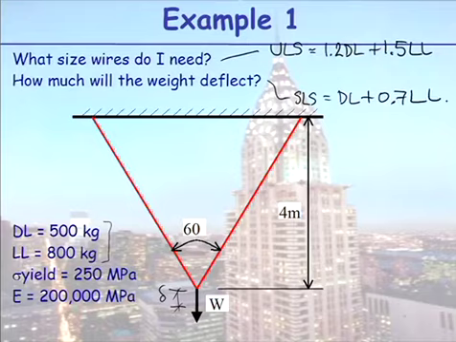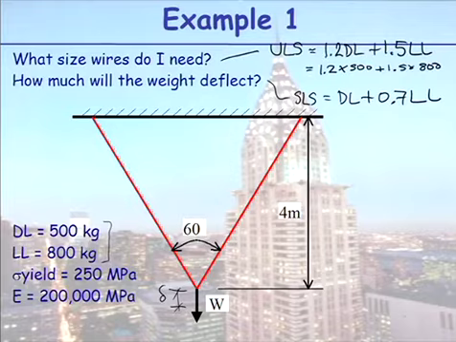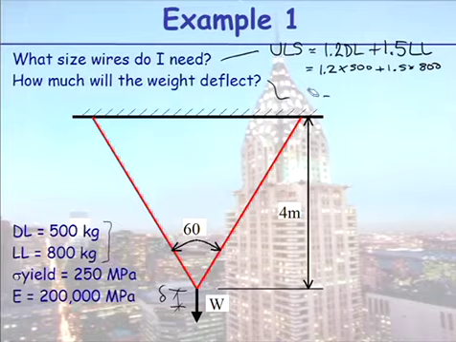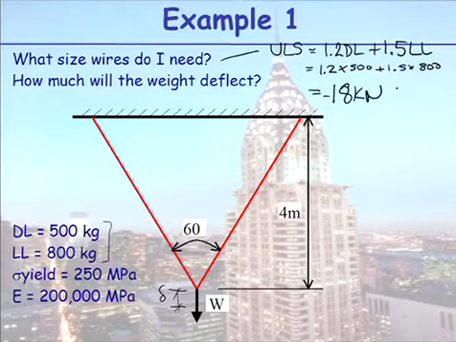So up here for ultimate limit state loading, our dead load is 500. I'll stay in kilos for the time being. Our live load is 800. So our ultimate limit state load here, that value there is equal to 18 kilonewton. So I'm going to take my load to be 18 kilonewton.